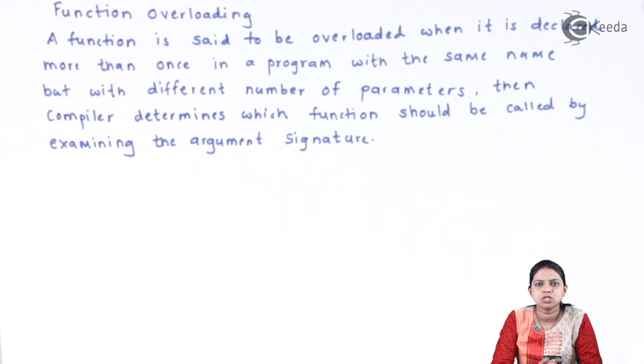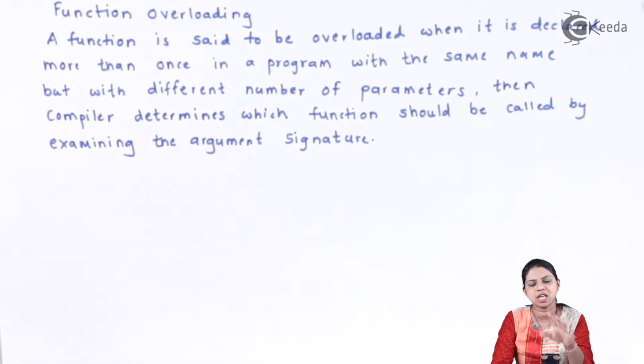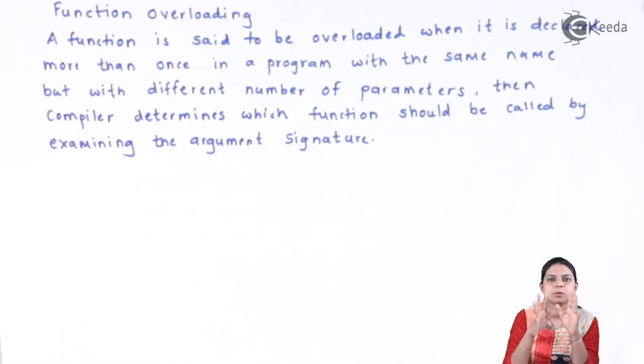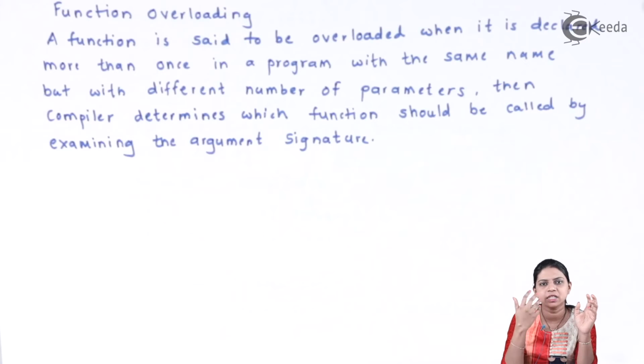Now the next topic is called function overloading. A function is called an overloaded function when the function is declared more than one time in a program but with the same name and a different number of parameters. For example, suppose in a program I have a function called area, and if that area is declared more than once, then I will call that function an overloaded function.